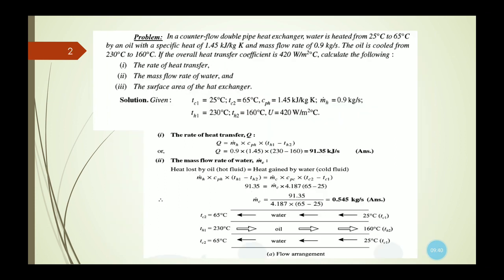So this is the procedure by which we have calculated these three different things in case of this counterflow double pipe heat exchanger. For the first part, the rate of heat transfer, we used the formula for the heat loss by the hot fluid, that is m_h, Cp_h, and the temperature difference. Then to calculate the mass flow rate of the cold fluid, we used the concept that heat lost by the hot fluid equals heat gained by the cold fluid.